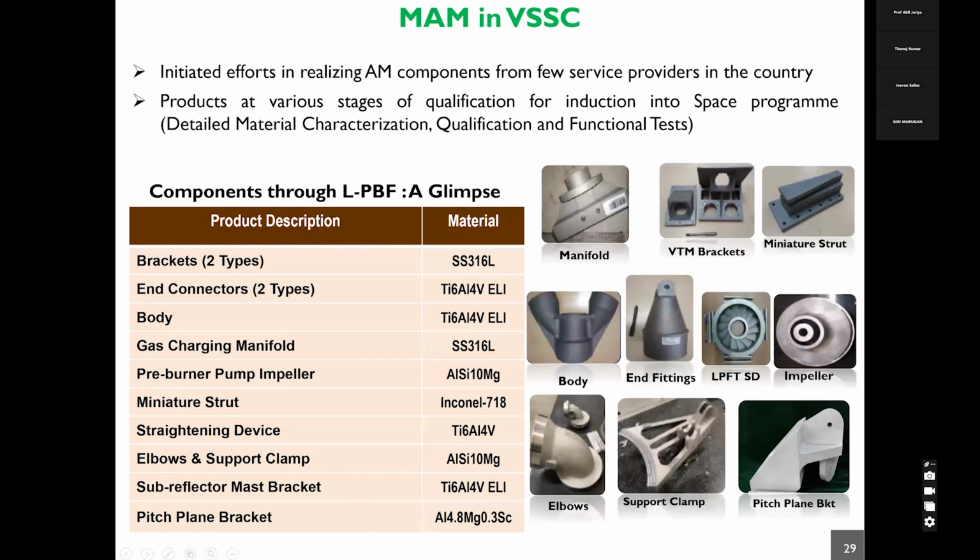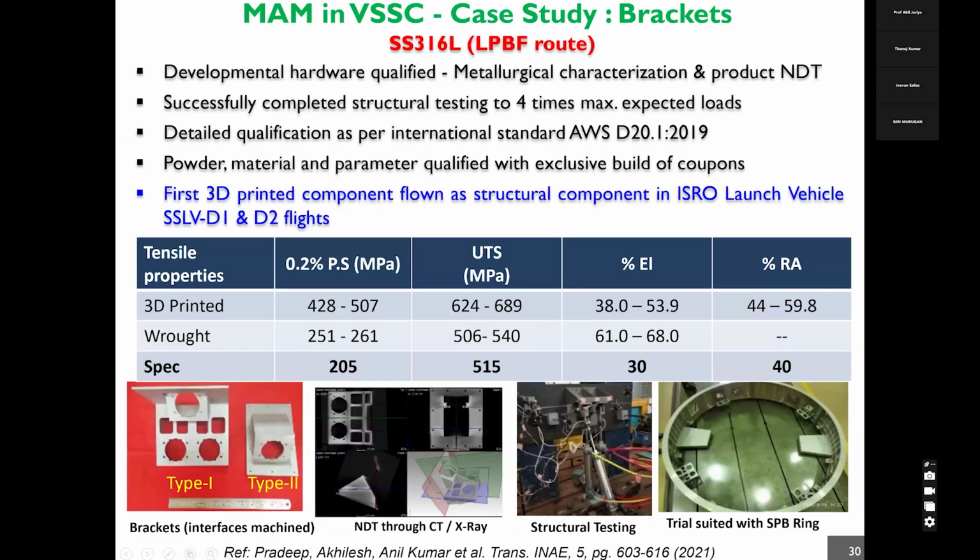This slide gives glimpses of various parts that have been made in different alloys. I'll be talking about two or three case studies on these parts and how we try to qualify them. Two such parts were made in SS316L, shown here.